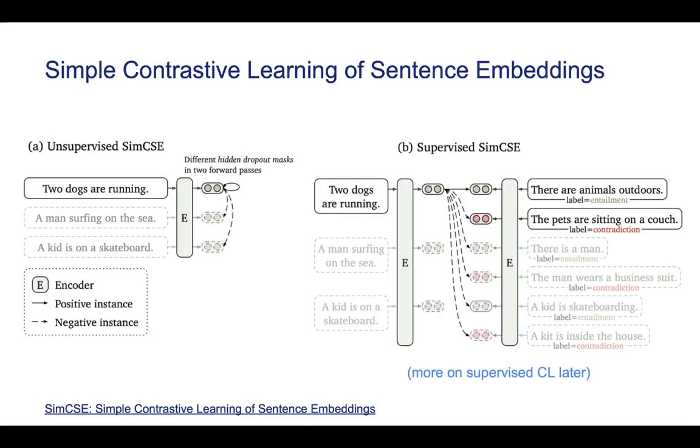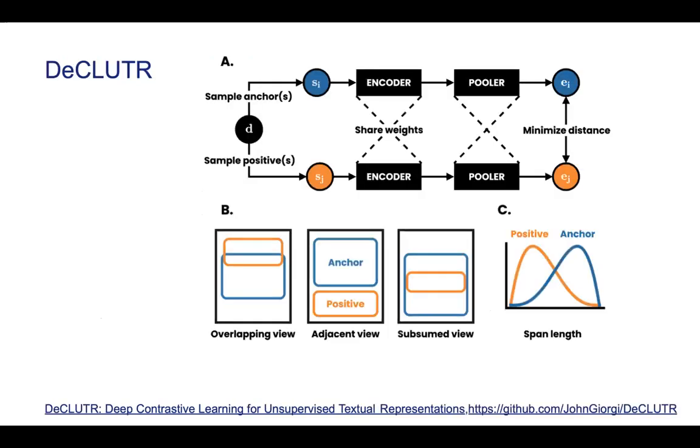For sequence tasks, this declutter is like the advanced version of this simple contrastive learning. And actually here you see very nicely in the figure how you can create your views. So you see again the encoder, they have the shared weights, then they have a pooling part, and then also they apply the loss.